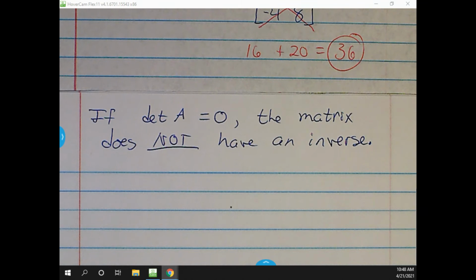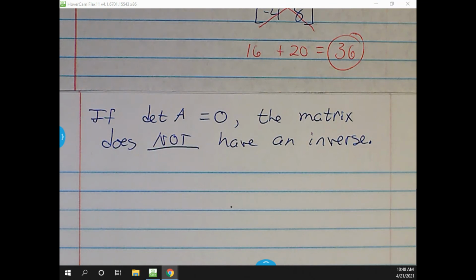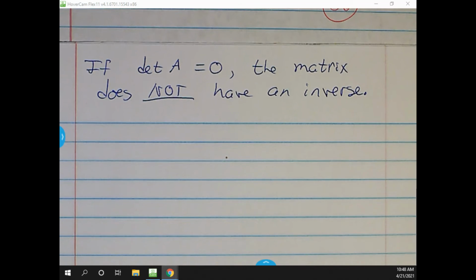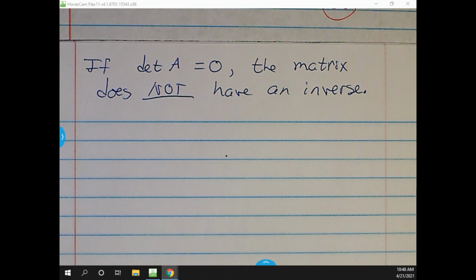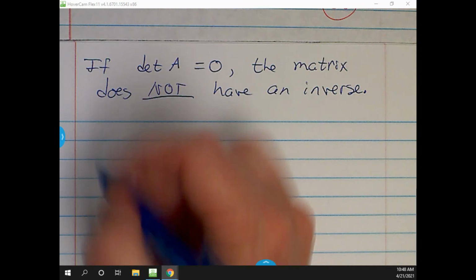Okay, so that's just one little thing they talk about. That's one little thing you can put in the back there, that if you're going through and you find that the determinant winds up being 0, then that matrix will not have an inverse. So it's almost like a little check when we go through these. All right, last thing we're going to do is find the determinant of a 3 by 3 matrix.